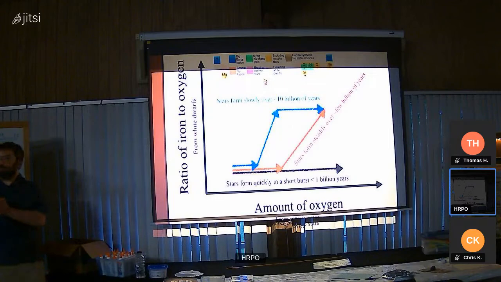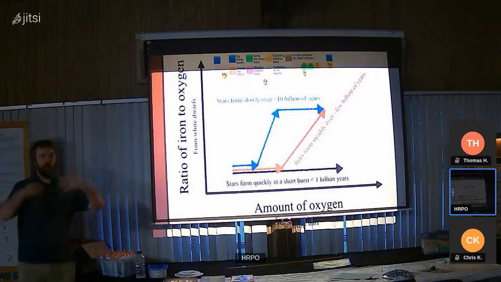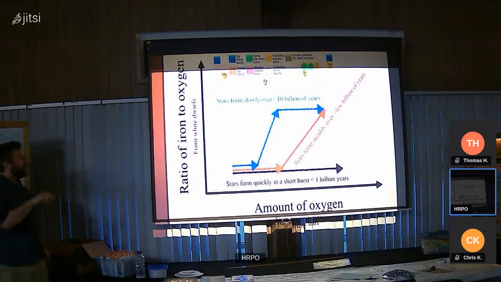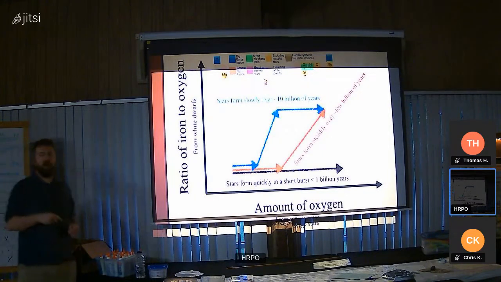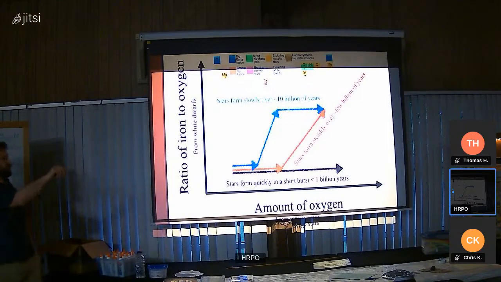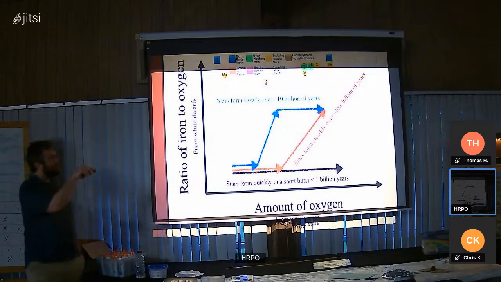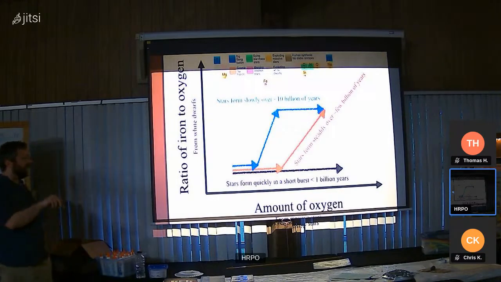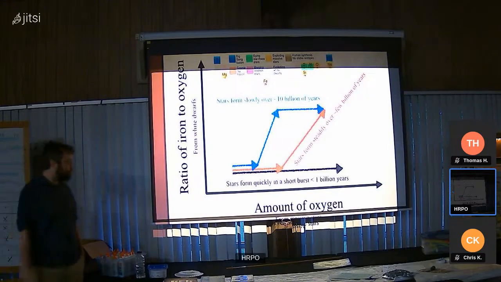But if you form your stars very slowly, over the entire age of the universe, the very oldest ones in that population won't have much iron, but as you keep on going, you'll fold more and more iron into them. And so you'll get a higher ratio of iron. Eventually you'll saturate this increase, but you get different ratios of iron for the same amount of oxygen, depending on how long it took for the stellar population to form.